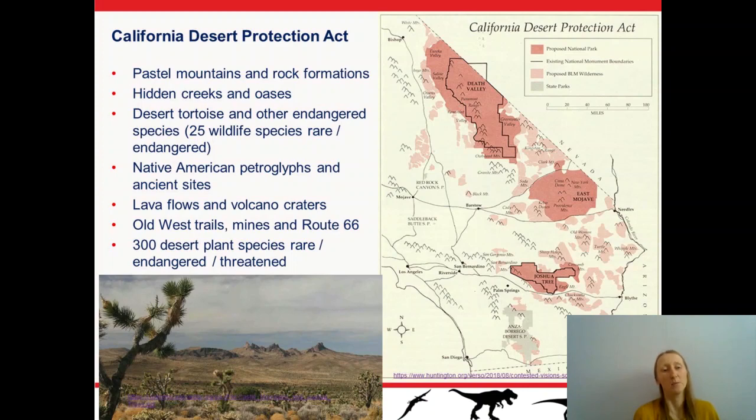And in terms of the plants within the California desert, you've got around 300 desert plant species that are threatened or totally endangered. So this Protection Act is allowing all of those things to continue naturally.